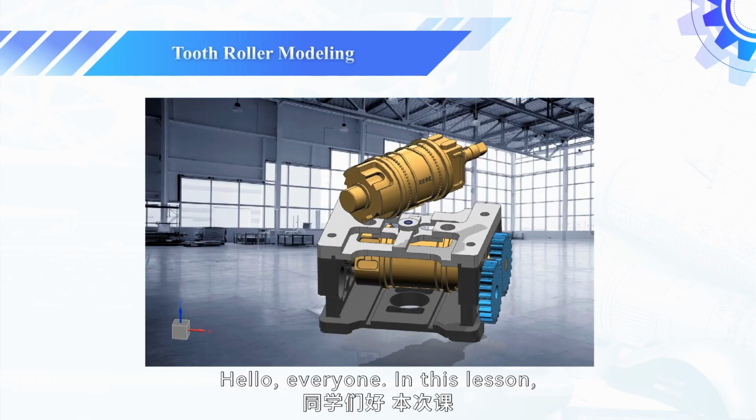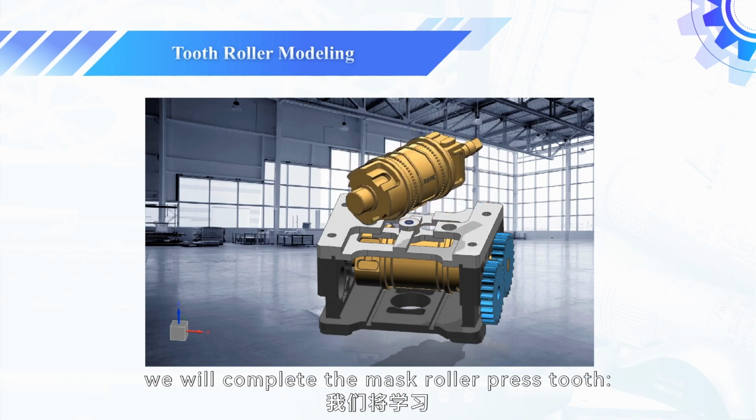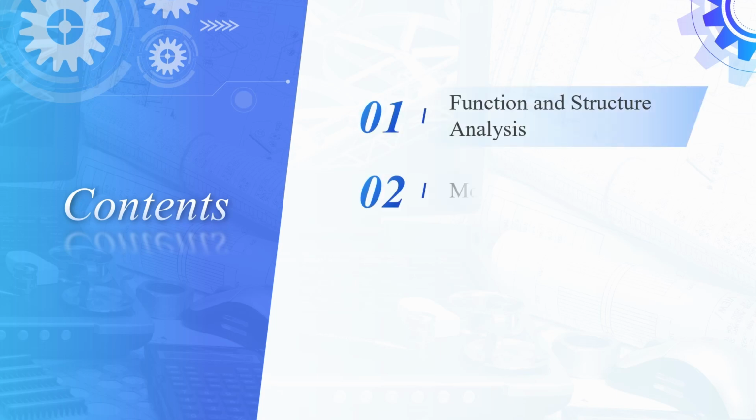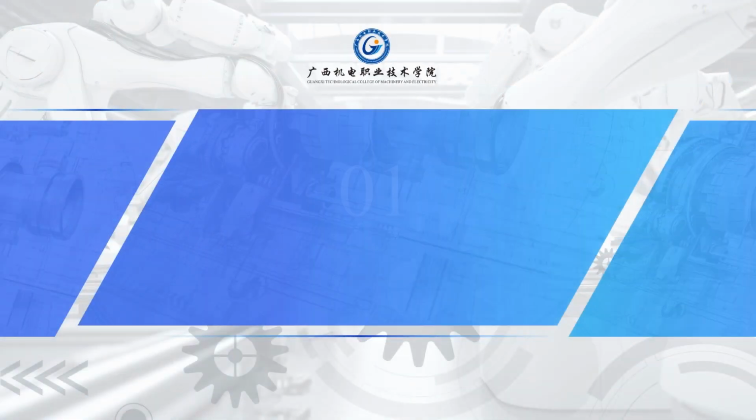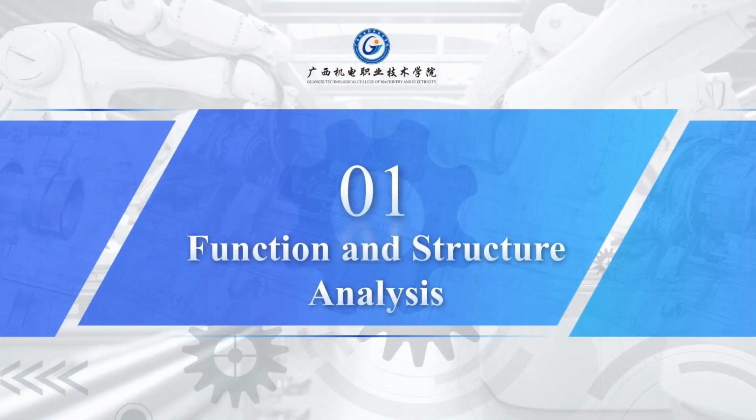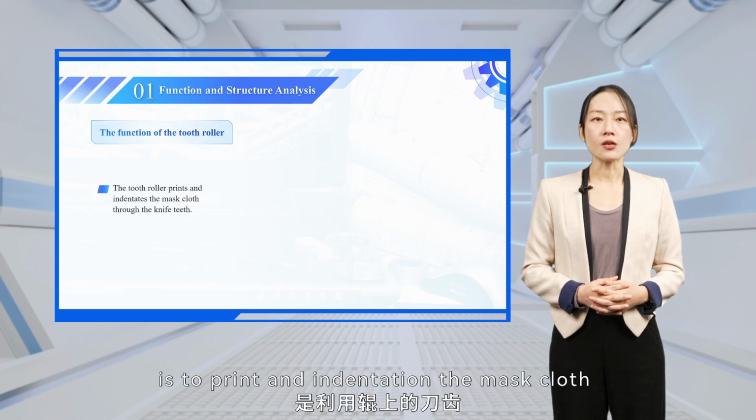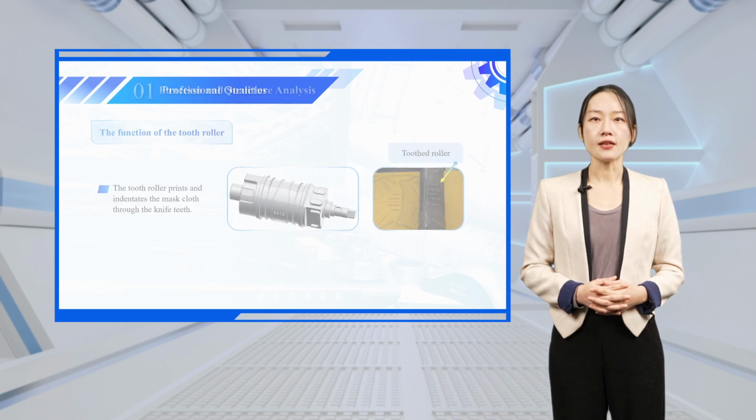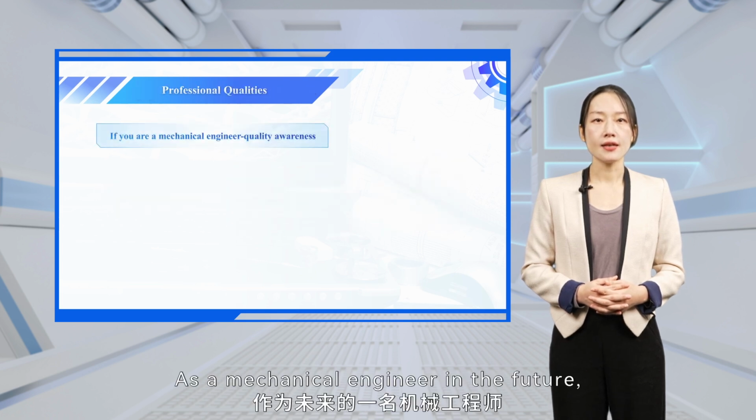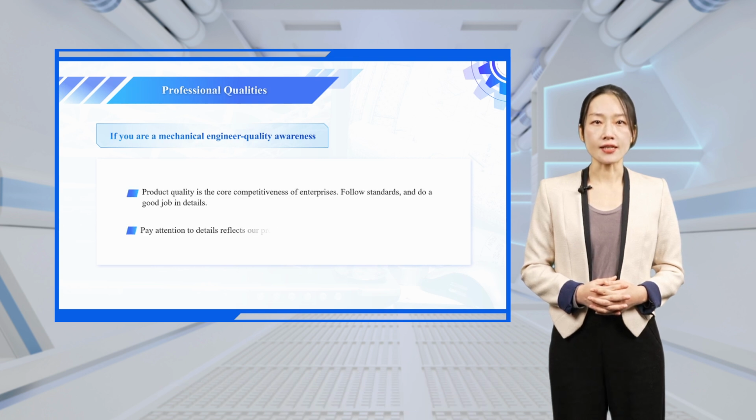Hello, everyone. In this lesson, we will complete the mask roller press tooth modeling of the tooth roller. The function of the tooth roller is to print an indentation on the mask cloth by using the knife teeth on the roller. As a mechanical engineer in the future, we must establish strict quality consciousness.